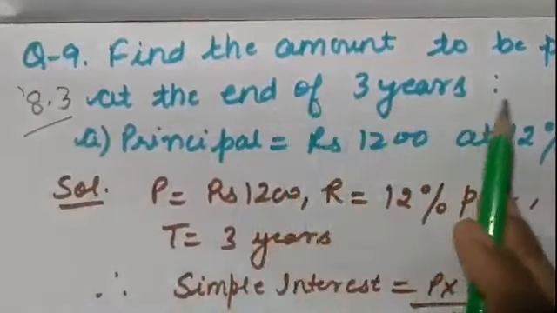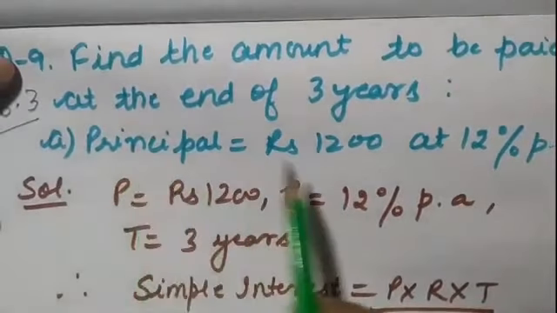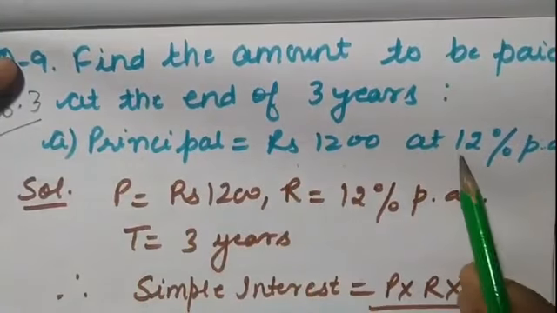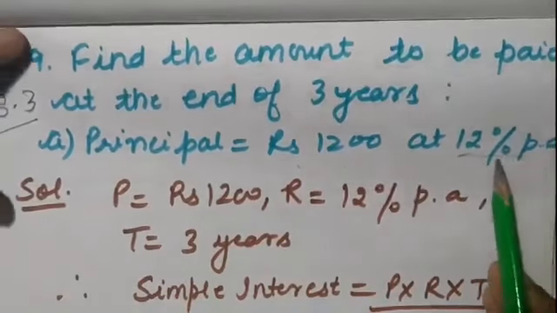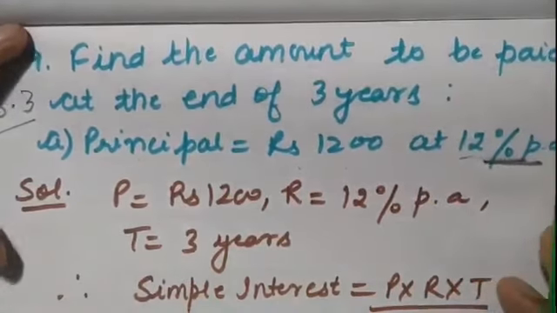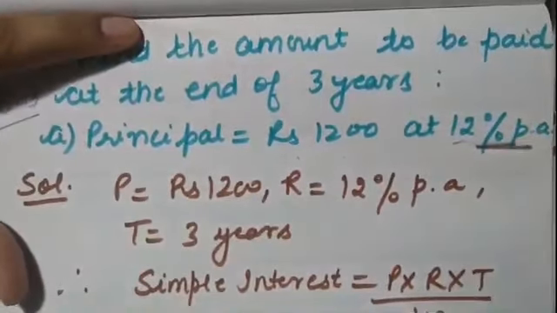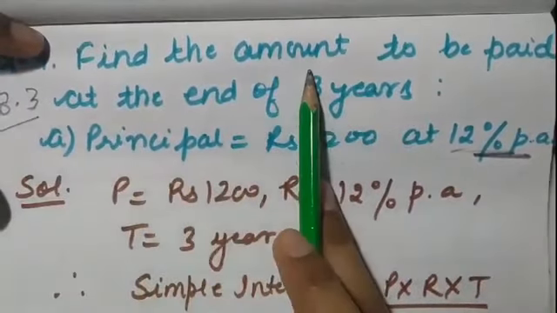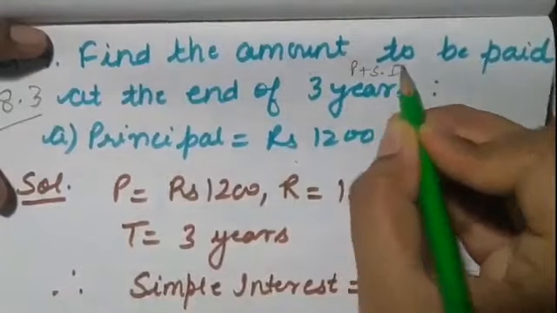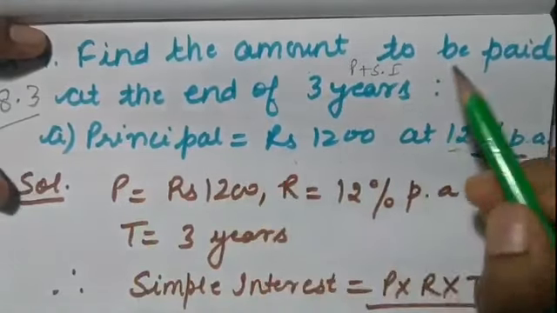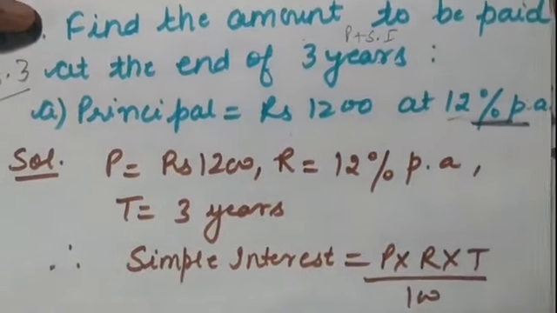Find the amount to be paid at the end of 3 years. Here principal is given to be rupees 1200, and the rate is given to be 12% per annum. This is the unit of rate. So this is the rate of interest at which the amount is borrowed. We have to find the amount. Amount simply means principal plus simple interest, and the principal is given. We don't have the simple interest, so first we will calculate simple interest. How will you calculate simple interest?